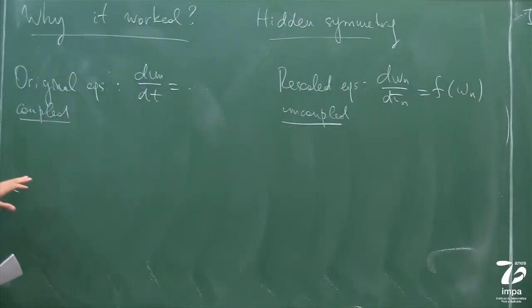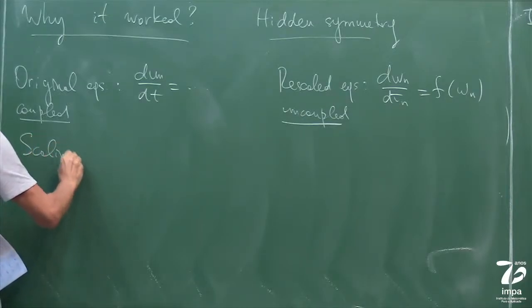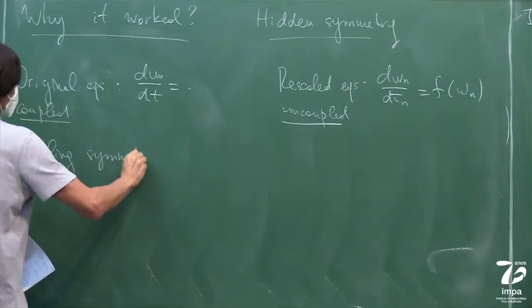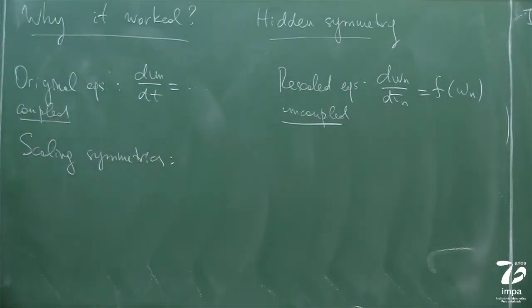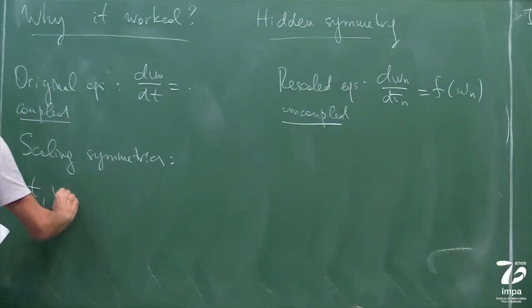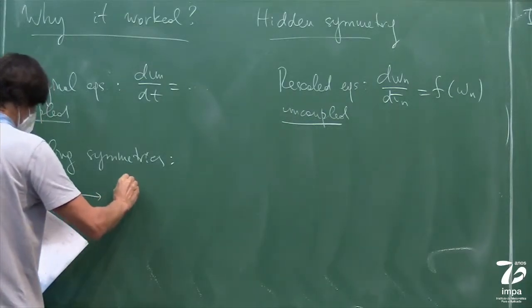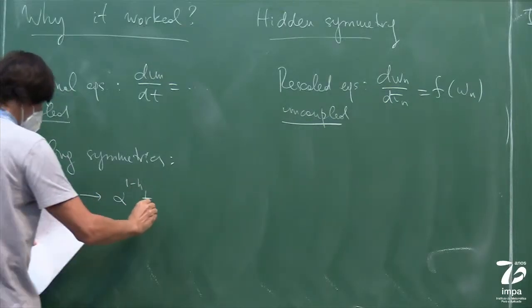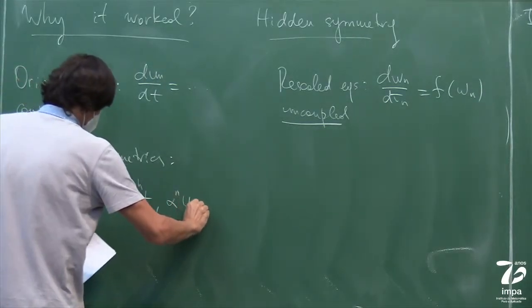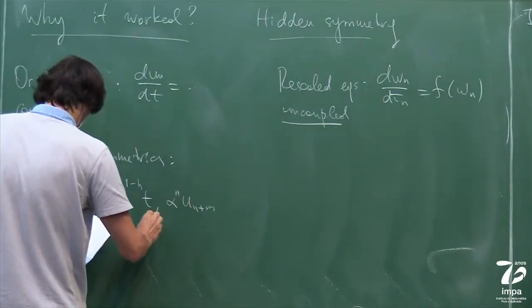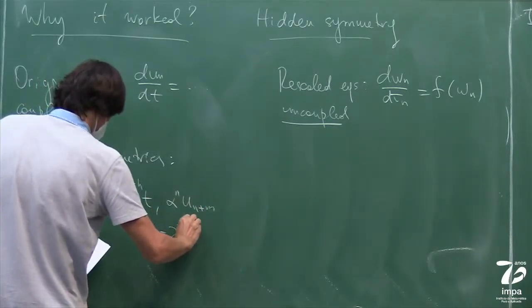So remember what we already discussed: intermittency has to do with breaking the scaling symmetries. So we had scaling symmetries in the original equation. And these are substituting tau n by the new time and new variable, where alpha was 2 minus m.